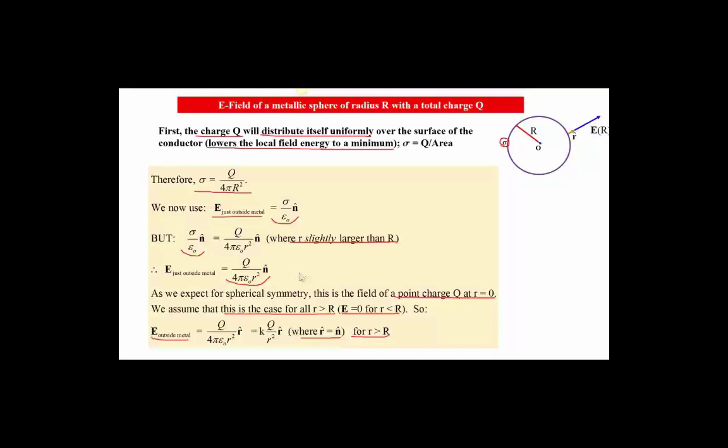Interesting thing for us is that if we started with the expression for E just outside, which is sigma over epsilon naught, and then used the constant sigma given by the Q over 4 pi r squared, we can derive then the E field just outside because we have the value of the field in terms of sigma. That's the E field just outside. It's normal. The field is coming out radially from the surface as we would expect.